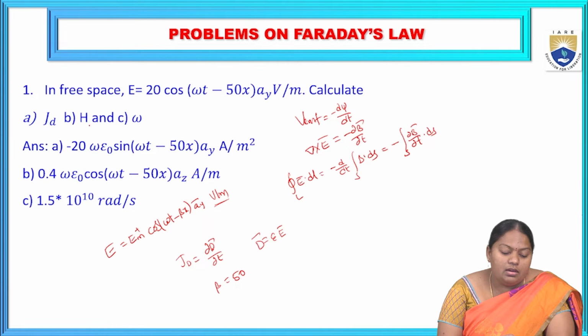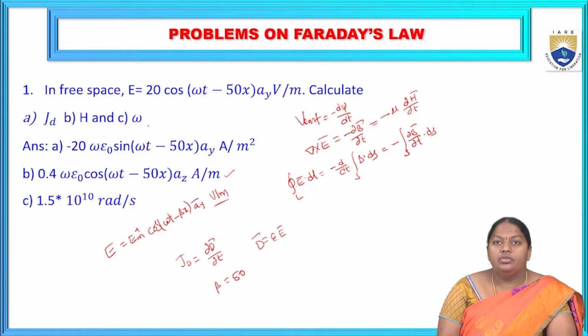In order to find H, we can use Faraday's law: del cross E bar equal to minus dou B bar by dou T, which in terms of H is equal to minus mu into dou H bar by dou T. If we integrate both sides, H can be expressed in terms of E. First we need to find JD, then the magnetic field intensity H, measured in ampere per meter. In part C, we are going to evaluate omega, the angular frequency of the free space wave.